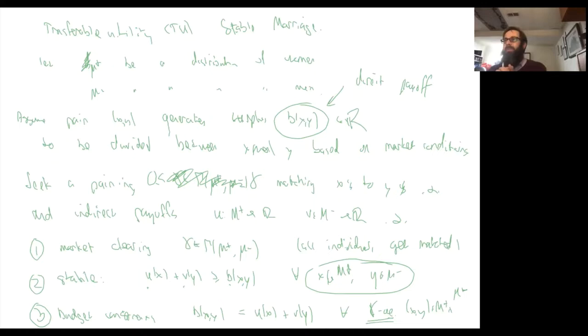U and V says which wife and which husband gets to keep which share of the surplus the marriage is generating. And the budget constraint says the surplus generated by each marriage is actually enough to pay the husbands and wives. And now, if you have a husband and a wife that are not married to each other, it can well be the case that their individual payoffs are adding up to more than what they would be if they were married to each other. And that's good. That's exactly what you want for stability.